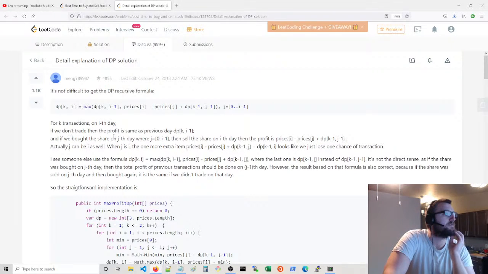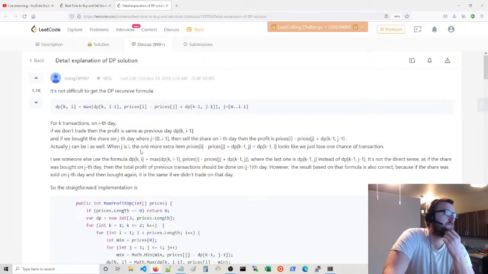All right. J can be I as well, so we don't trade. This is pretty interesting. But we don't need all of the J's. We just need the optimal J. We bought the share on the Jth day, where J is between 0 and I minus 1, then sell the share on the Ith day. Profit is prices of I minus prices of J plus dp of K minus 1, J minus 1.